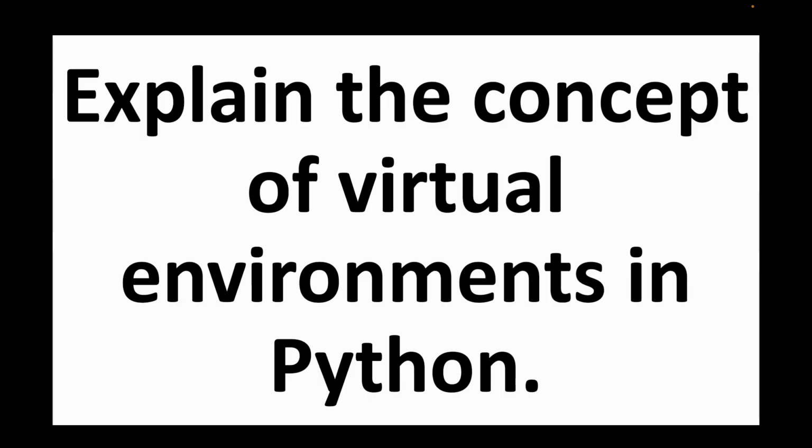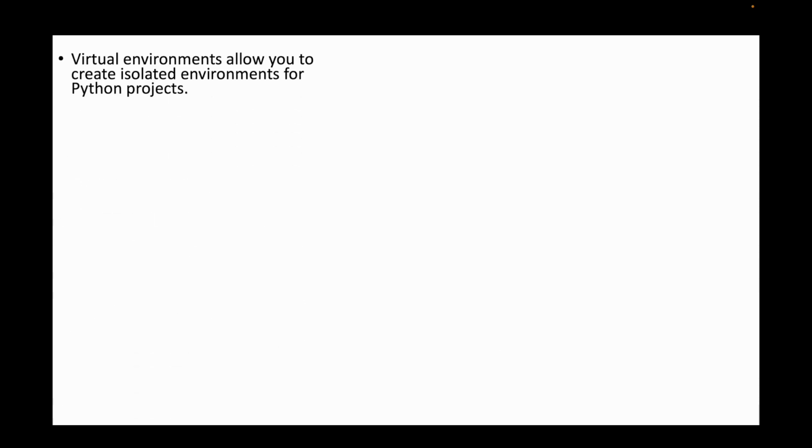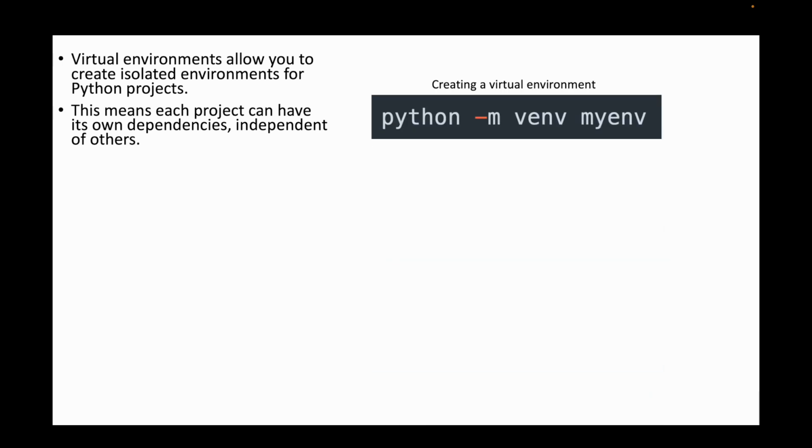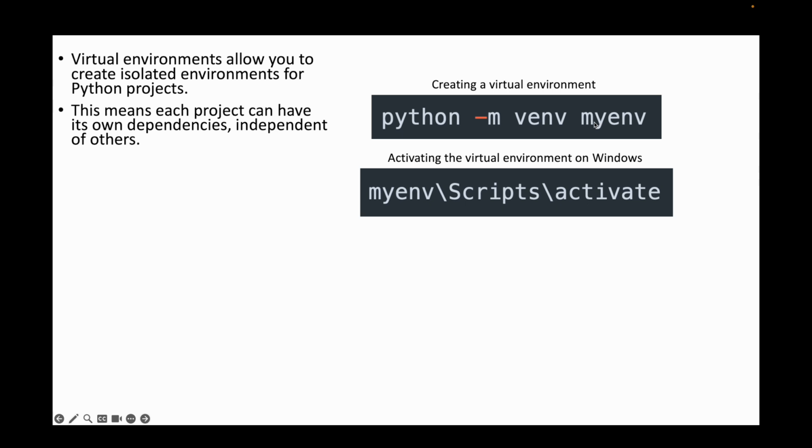The next question we have is, explain the concept of virtual environments in Python. So virtual environments can be used when you're working with multiple projects and you want to maintain isolated environments for each of these projects. We can make use of virtual environments for this. So essentially, each project that you create will have its own dependencies, which are independent of other projects and their dependencies. So if you want to create a virtual environment, you can use this command. So this will create a virtual environment for us. You can use this either on Linux machines or on Windows machines.